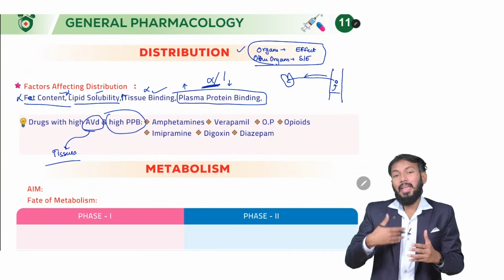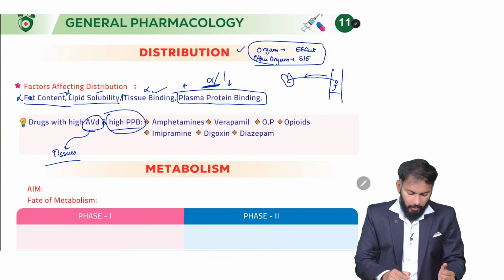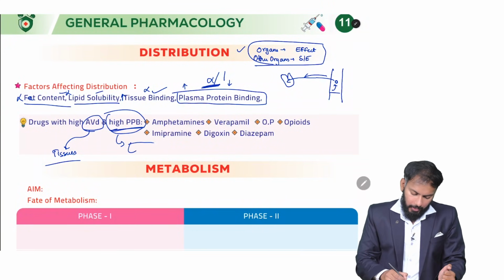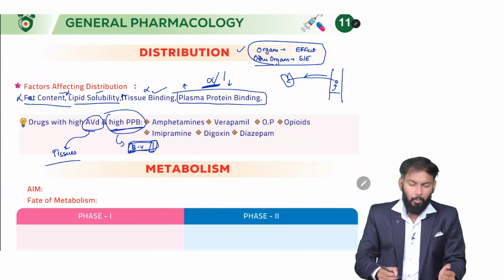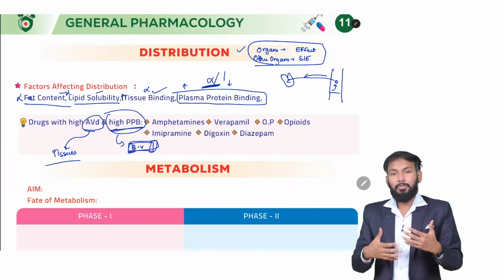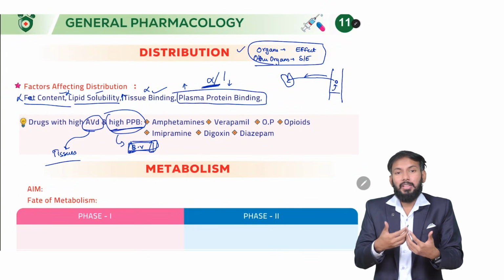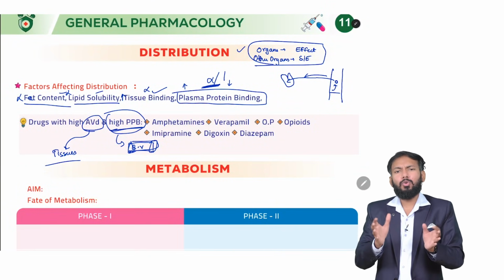If the drug has high plasma protein binding, the drug is in the blood vessels. Okay, good. Now, what would be the problem if the patient has taken a drug with high VD or high PPB? What could be the problem?